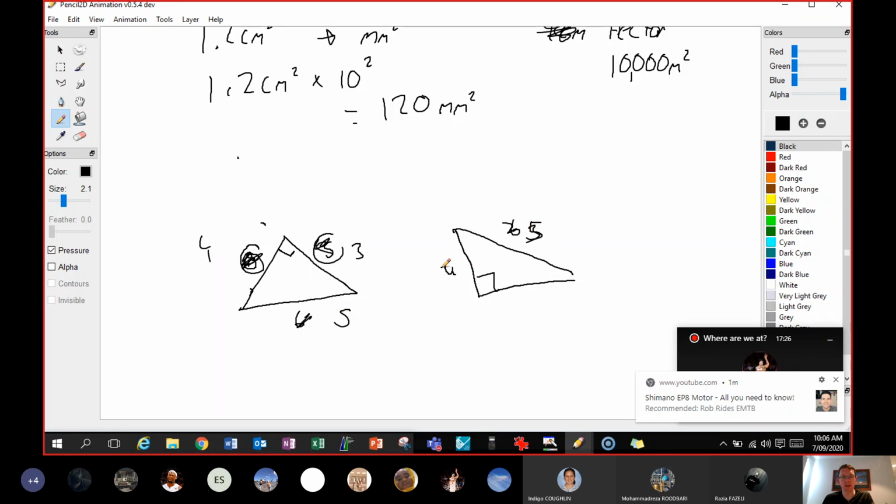That would be 3, and that would be 4. So then you'd have to go 3 by 4 times a half. Note, it needs to be perpendicular, okay?